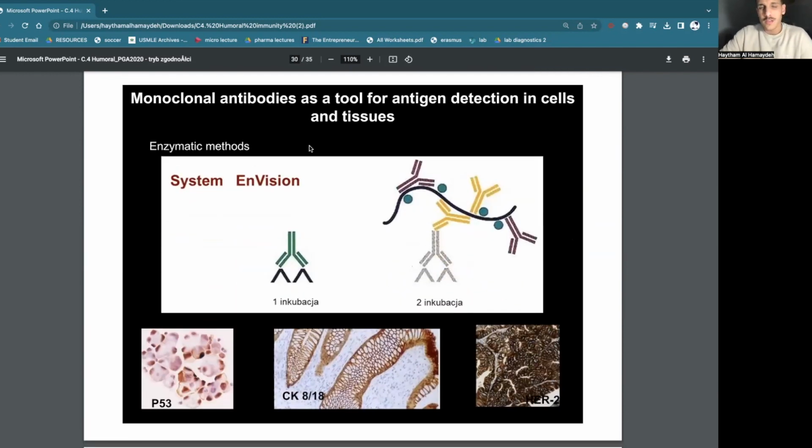This method, basically, what she said here is like an enzymatic method. The system, EnVision, is basically a structure of antibody formation that is used to detect things that are very hard to detect within the body. That's the only thing I remember.